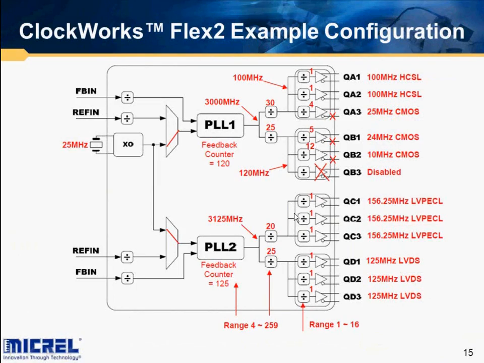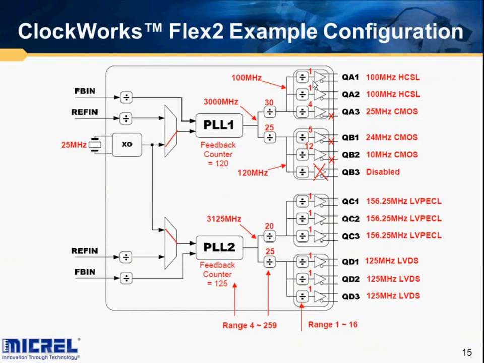This picture shows an implementation where a 25 megahertz crystal is used to generate several different intermediate frequencies out of the PLLs. The post dividers then break out the frequency into these outputs that are shown on the right. Notice that 100 megahertz HCSL coexists with 25 megahertz CMOS. And on the bottom bank, our very low jitter 156.25 megahertz in LV-PECL coexists with a 125 megahertz LVDS.